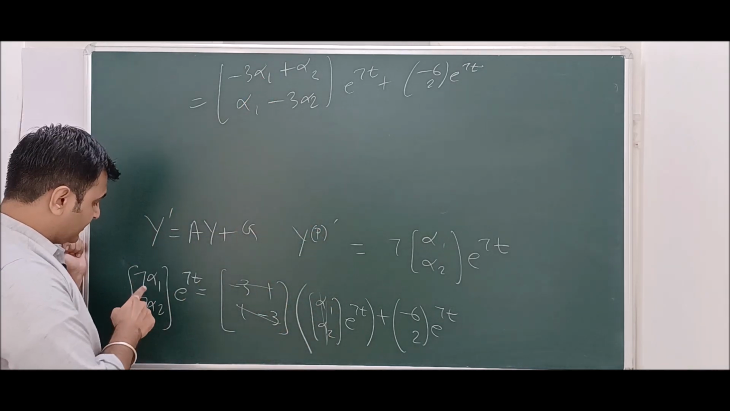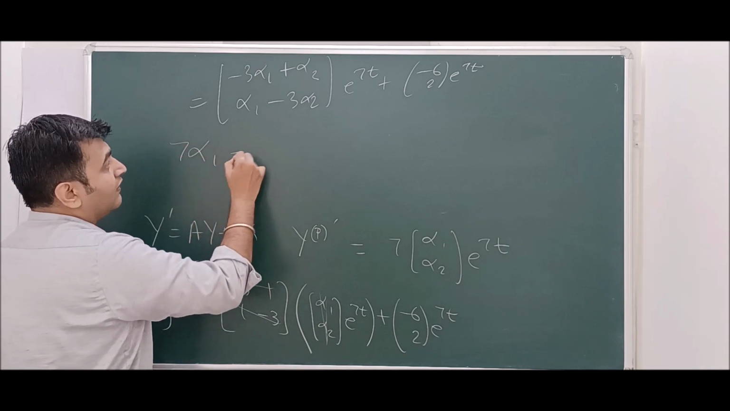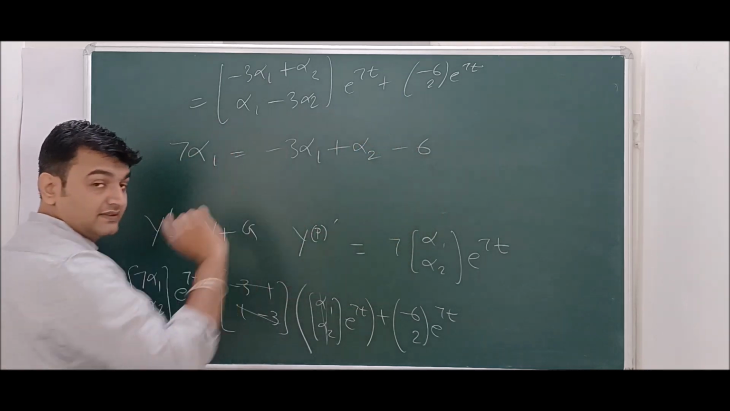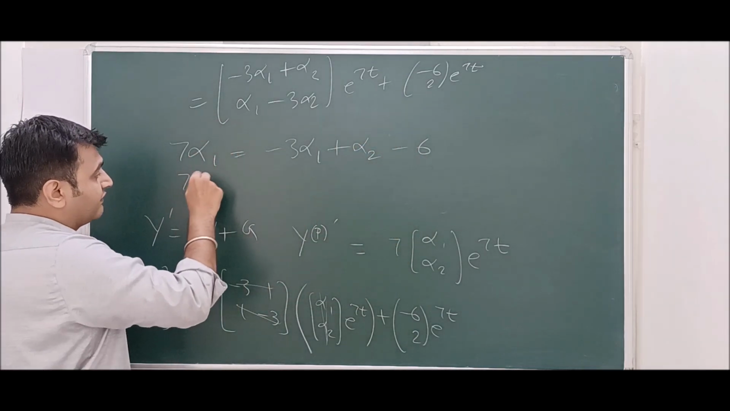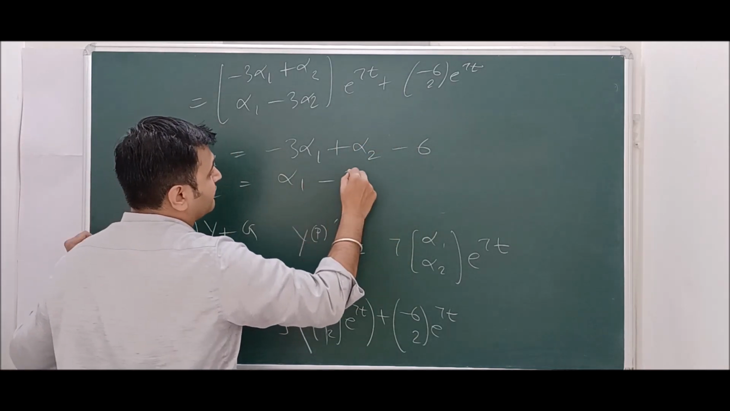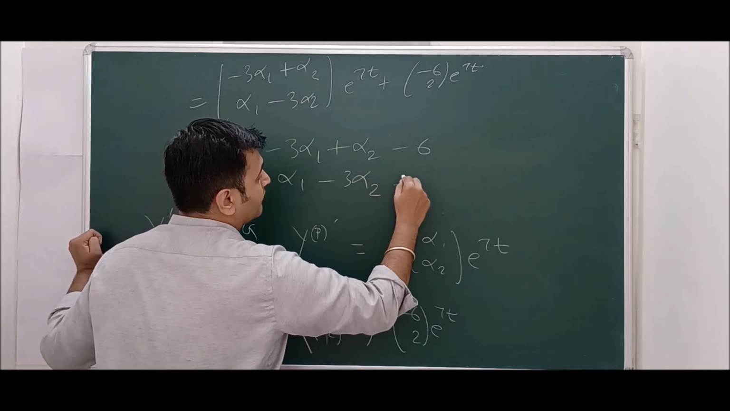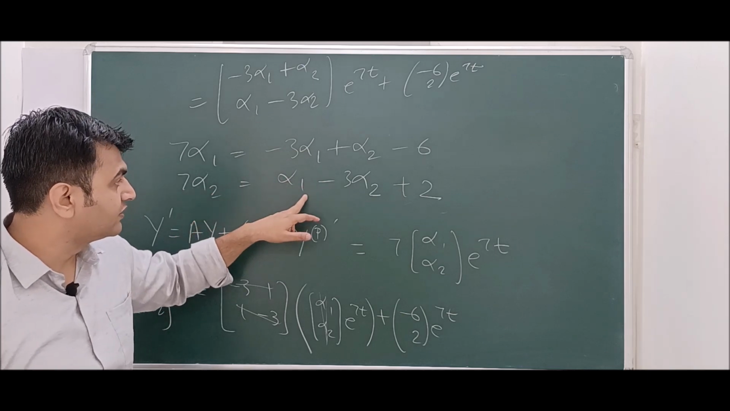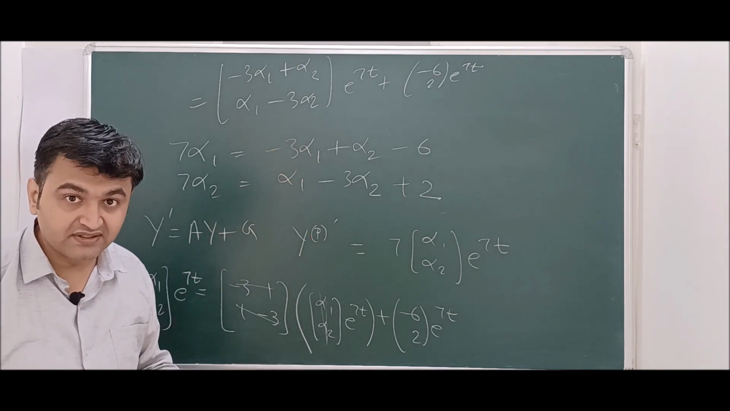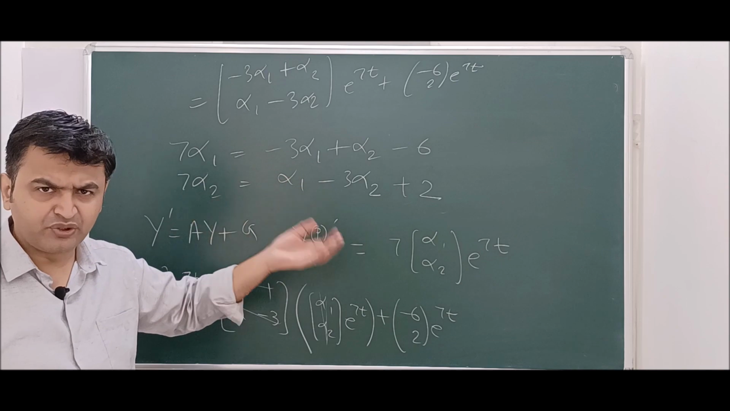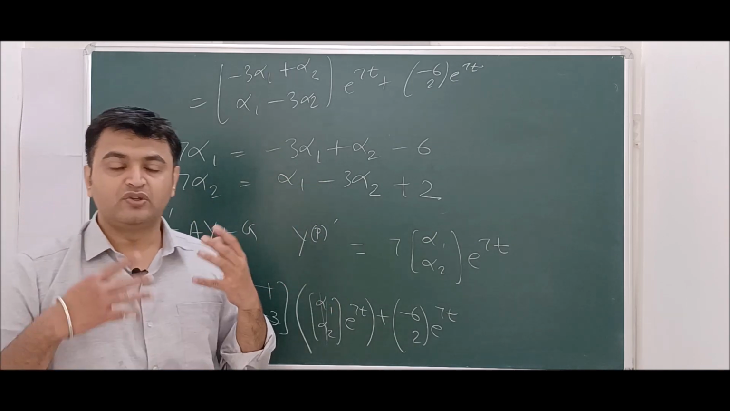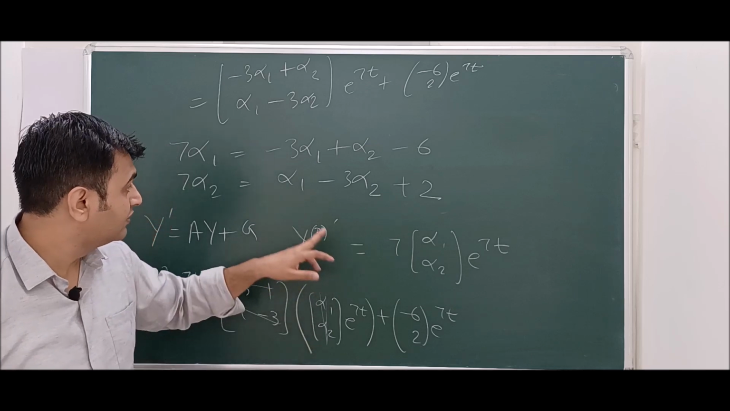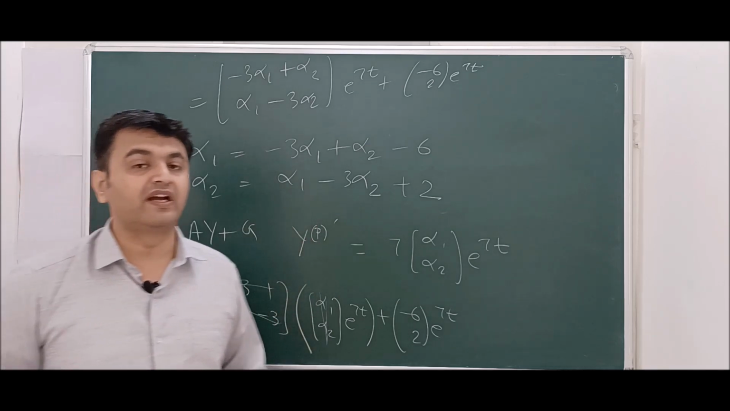And now you compare. What is here? 7 alpha 1. What is here? Minus 3 alpha 1 plus alpha 2 minus 6. What is here again? 7 alpha 2. That is equal to alpha 1 minus 3 alpha 2 plus 2. You take alpha 1 over here, you take alpha 2 over here. You have a system of linear equations. Now you can use elimination, substitution or Gauss elimination method. Use any method, you find alpha 1 and alpha 2, you plug in the value over here in YP and that's what your YP is.